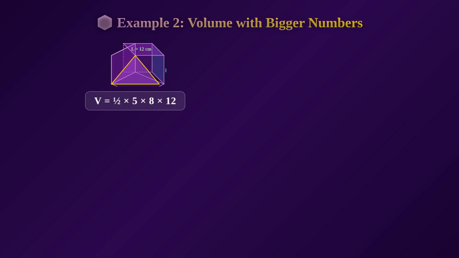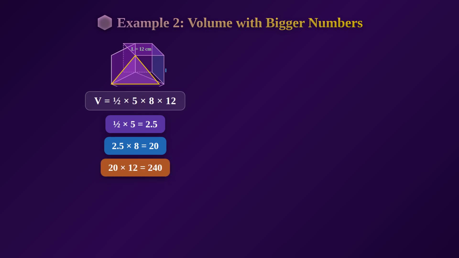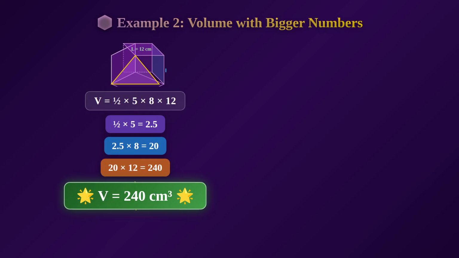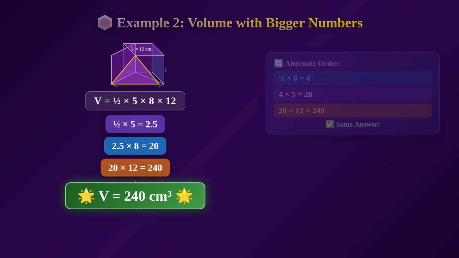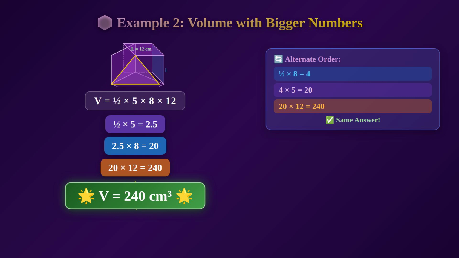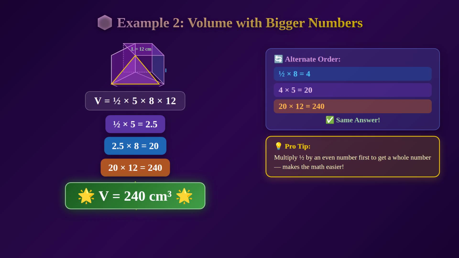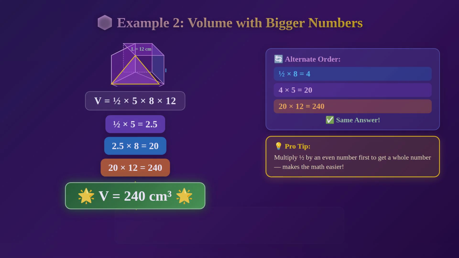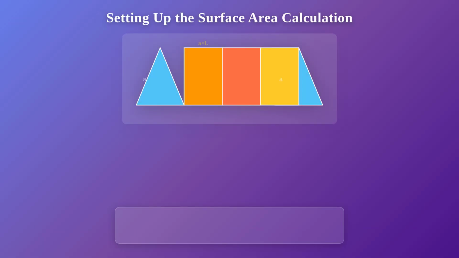Maya's second prop. The triangle base is 5 centimeters, height is 8 centimeters, and the prism length is 12 centimeters. Volume equals 1/2 times 5 times 8 times 12. Start with 1/2 times 5. That's 2.5. Then 2.5 times 8 equals 20. Finally, 20 times 12 equals 240. The volume is 240 cubic centimeters. Alternatively, multiply in any order. 1/2 times 8 is 4, then 4 times 5 is 20, then 20 times 12 is 240. Same answer. Maya is on a roll now.